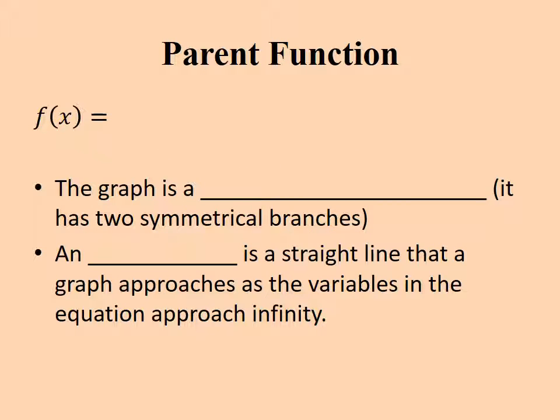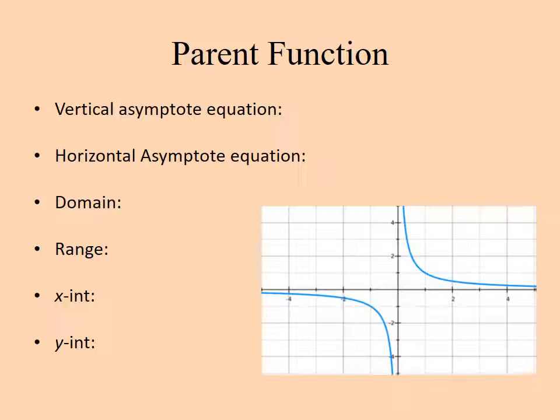The parent function for a rational function is 1 over x. This is a graph of a hyperbola. And hyperbolas have the feature of having asymptotes. An asymptote is a straight line that a graph approaches as the variables in the equation approach infinity. We'll explore asymptotes a lot during this lesson.